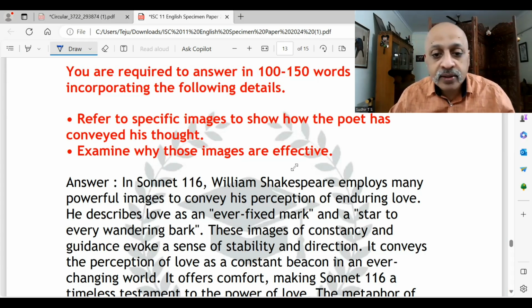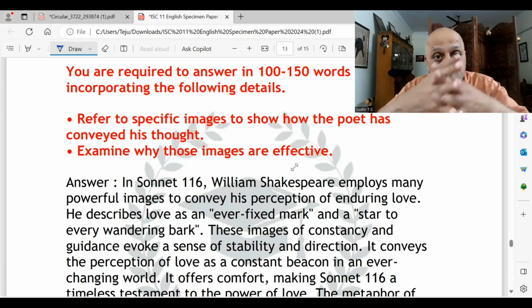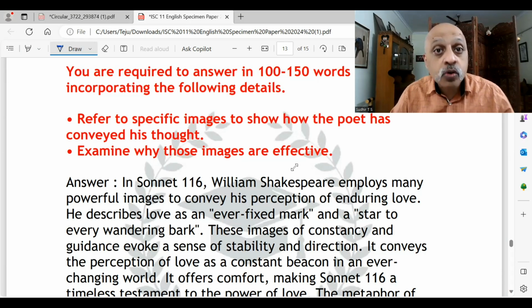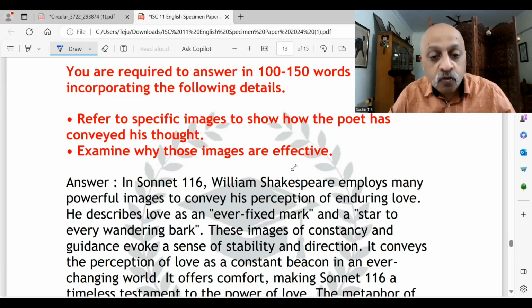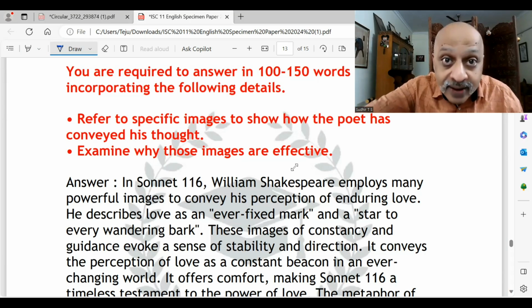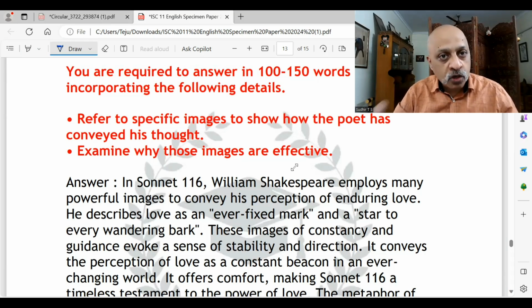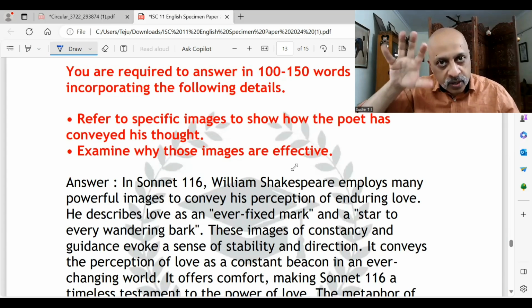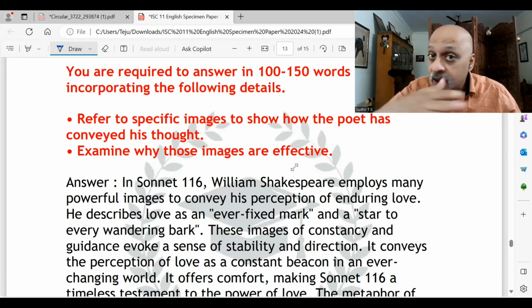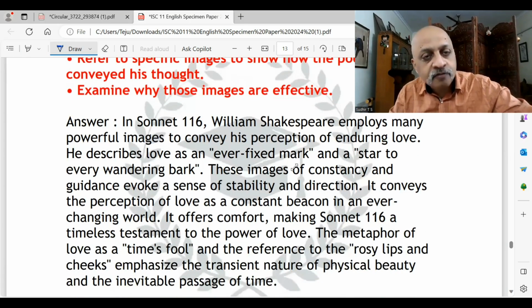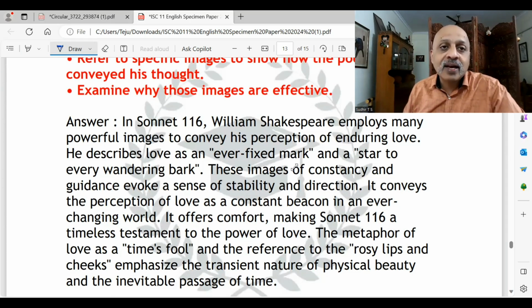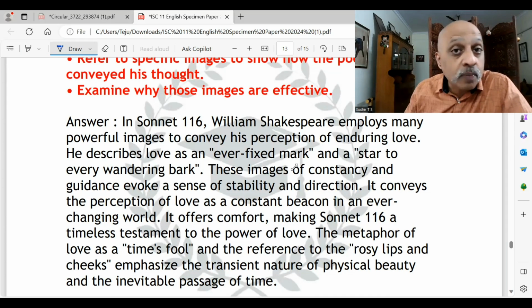What do these lines convey? They are images of constancy, of something permanent, right? And they also convey guidance because they are a star to every wandering ship. They evoke a sense of stability and direction. It conveys the perception of love as a constant beacon, कि love permanent है, steadfast है. इसमें बदलाव नहीं होगा. जो बदलाव हो गया, वो प्यार नहीं है. Right? It offers comfort and that makes Sonnet 116 a timeless testament. इस phrase को आप इस्तेमाल अपने answers में जरूर कीजिए.